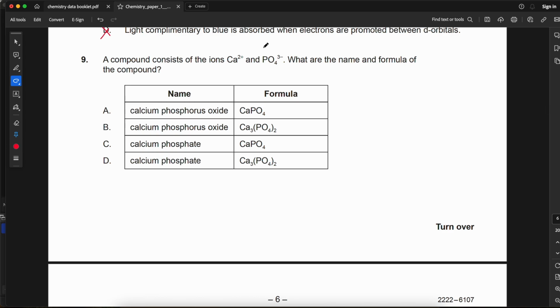A compound consists of Ca2+ and PO4 3-. So if you do crisscross, you will get Ca3(PO4)2. Okay, so obviously between B and C, but the name is not calcium phosphoric oxide but calcium phosphate, because this is phosphate ion. That's why it's D.